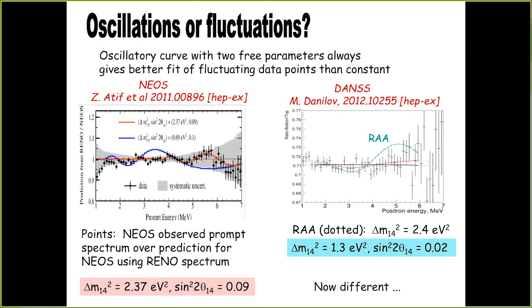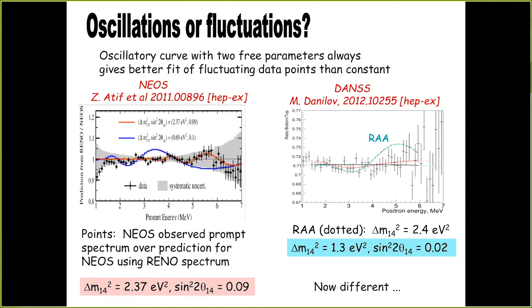Now, there are several experiments indicating different neutrino oscillations, and in particular, the NEOS experiment and the DANSS experiment, which last year indicated the same delta m squared, which was interesting, and some people became excited. It's not just one experiment indicating oscillations with a certain delta m squared, but two experiments. And things changed because NEOS did a new analysis, and now they have delta m squared of 2.37 electron volts squared, while the DANSS experiment, this Russian experiment, gives 1.3. So the question is, do you have oscillations or fluctuations?